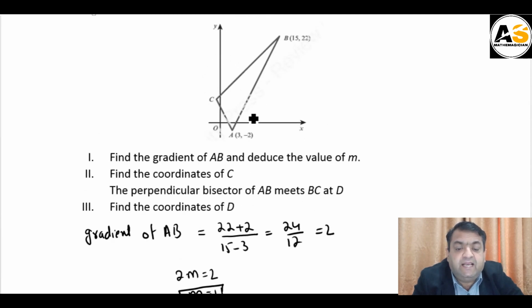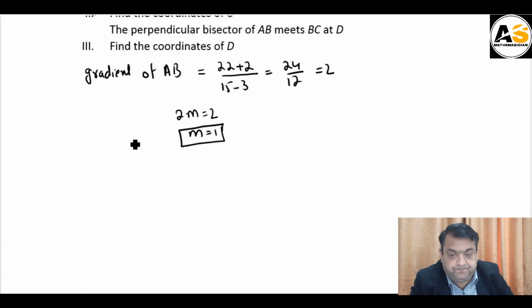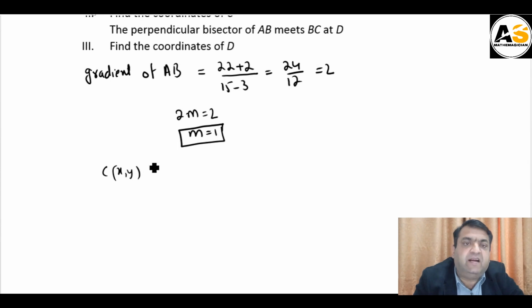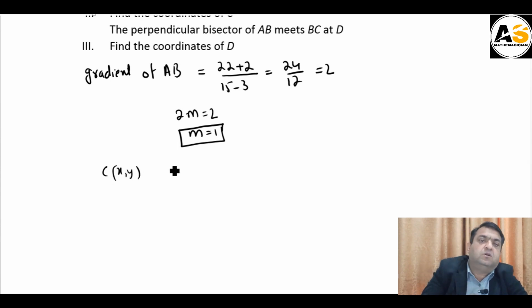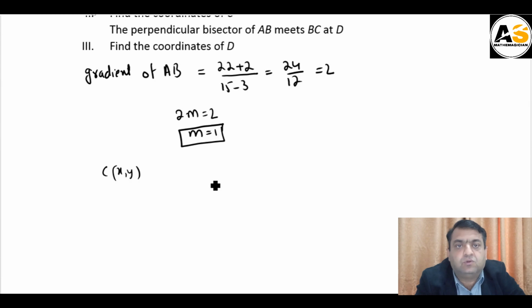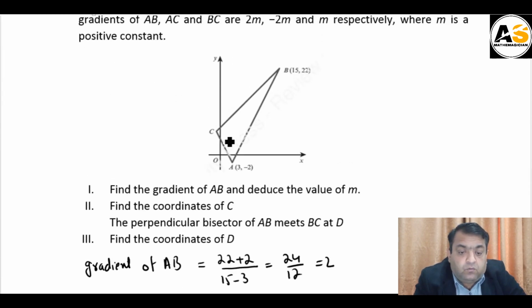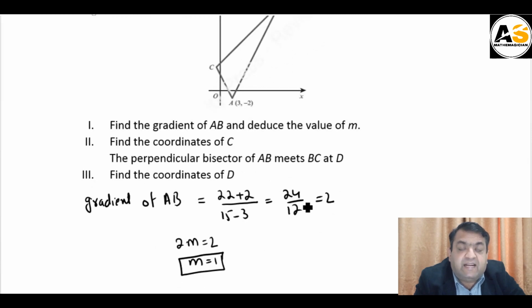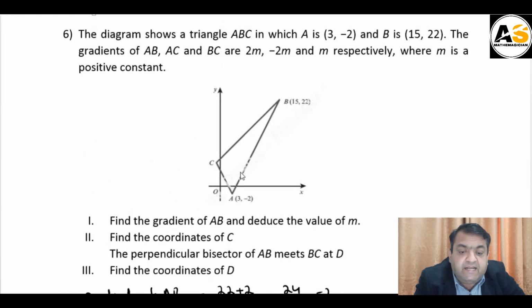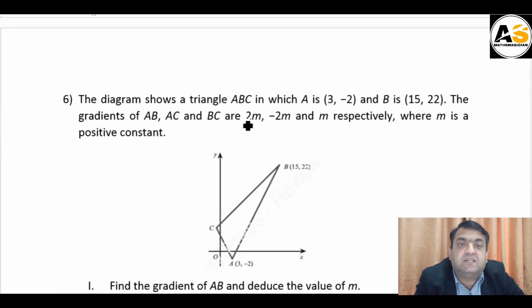Dear student, let C have coordinates (x, y). So we need to find x and y. And in mathematics, if you need to find two unknowns, you need two equations in those two unknowns. We found that m is equal to 1. What is the gradient of AC? Minus 2m, that is minus 2. Gradient of AC is minus 2.